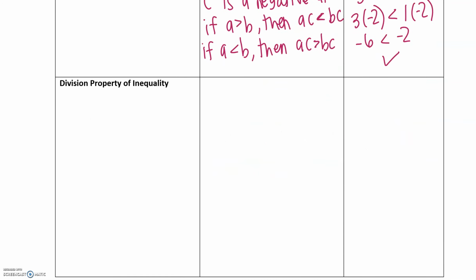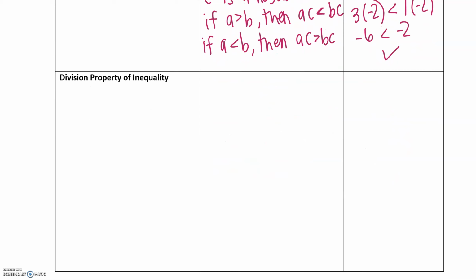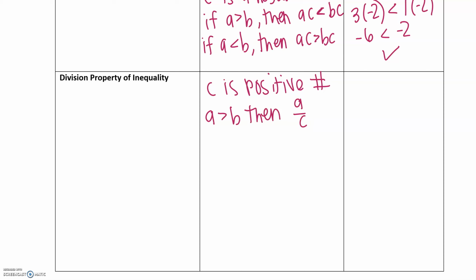Okay? It goes the same way with our division property. If we have C is a positive number, and we have A is greater than B, then A divided by C is going to be greater than B divided by C. And if we have A is less than B, then A divided by C is going to be less than B divided by C.